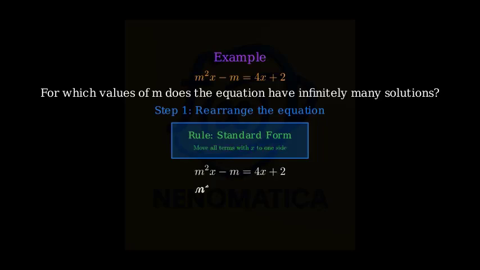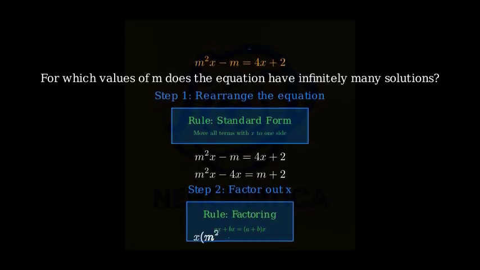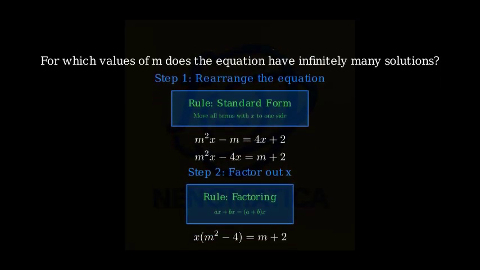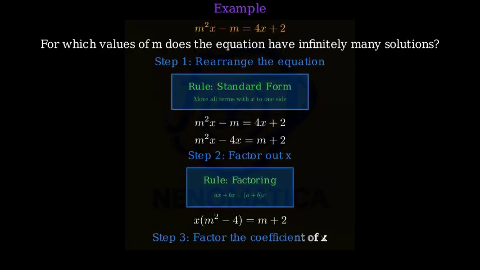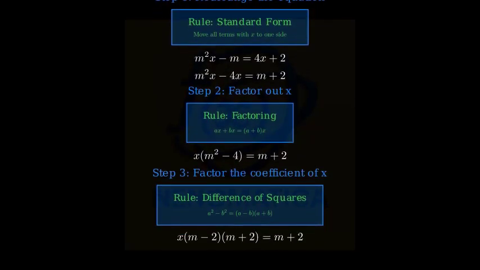First, let's rearrange the equation to standard form by moving all terms with x to the left side, and all terms without x to the right side. Now, we'll factor out x from the left side of the equation. This gives us x times m squared minus 4 equals m plus 2. Now, we'll factor m squared minus 4 into m minus 2 times m plus 2. This gives us x times the product of m minus 2 and m plus 2 equals m plus 2.